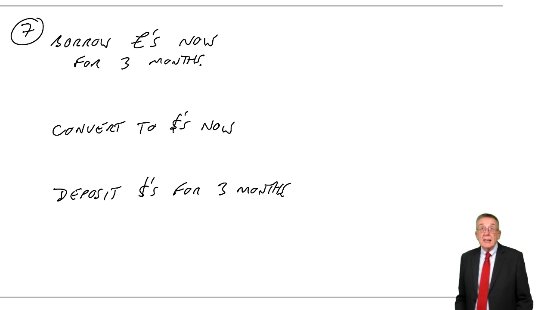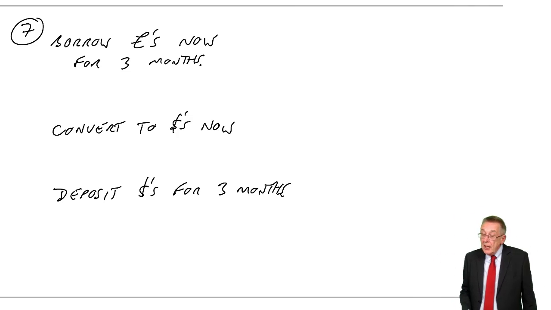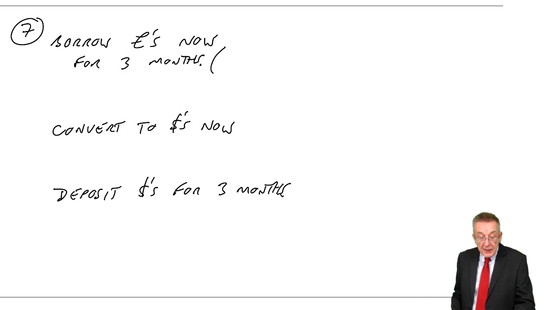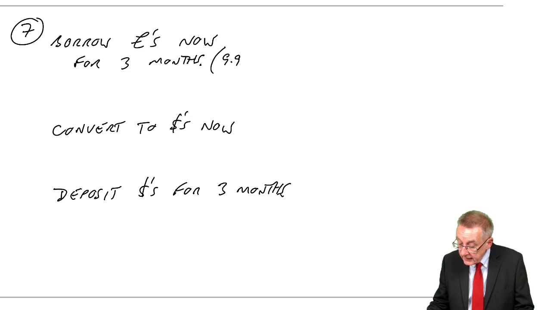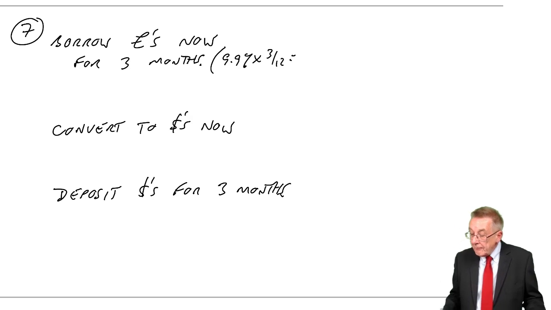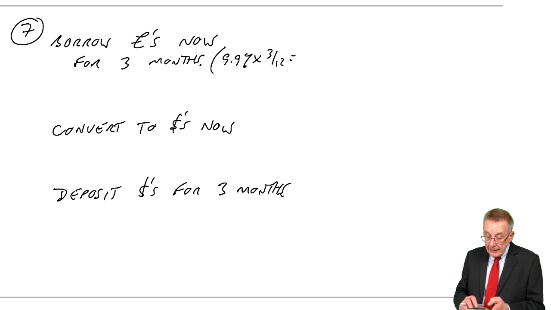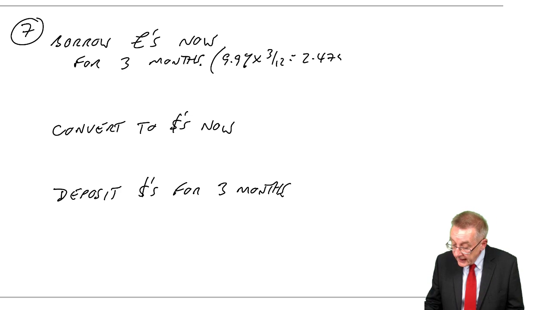And then in 3 months' time, I'll use the deposit to pay the customer. What's the interest rate going to be? Well, if I'm borrowing pounds, the UK rate for borrowing is 9.9%. But again, it's a yearly rate. We're only borrowing for 3 months. So we'll actually pay 2.475%.